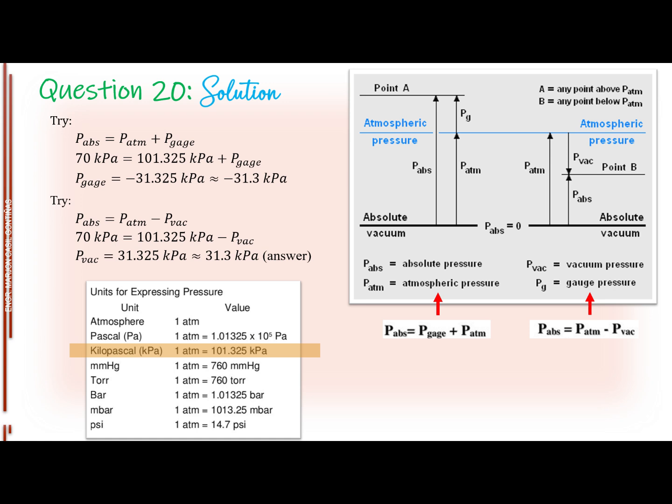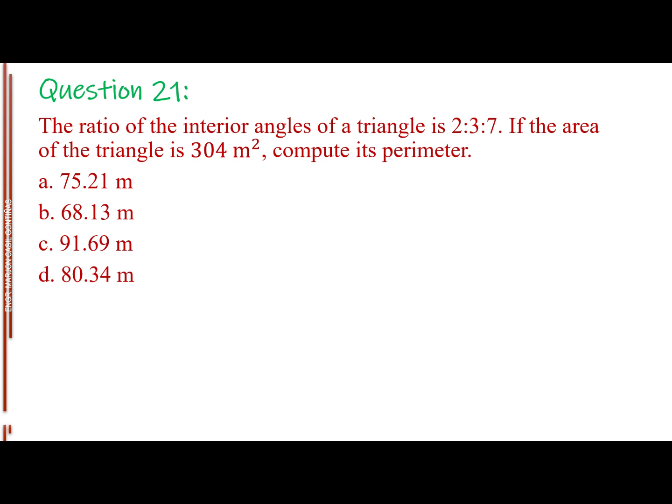Corrections are highly appreciated. Question number 21. The ratio of the interior angles of a triangle is 2:3:7. If the area of the triangle is 304 square meters, compute its perimeter. Letter A, 75.21 meters. Letter B, 68.13 meters. Letter C, 91.69 meters. Letter D, 80.34 meters. Your timer starts now.